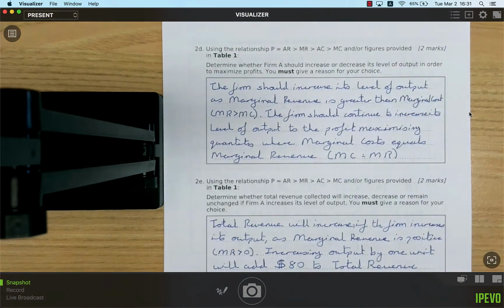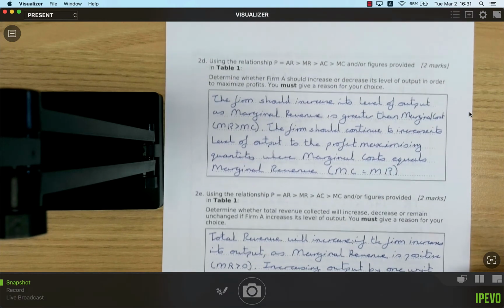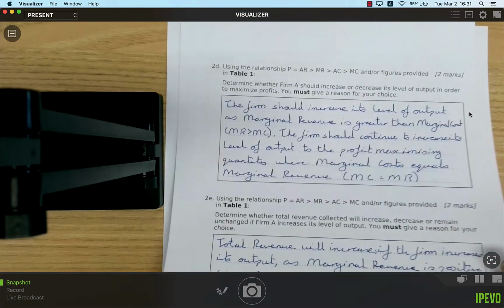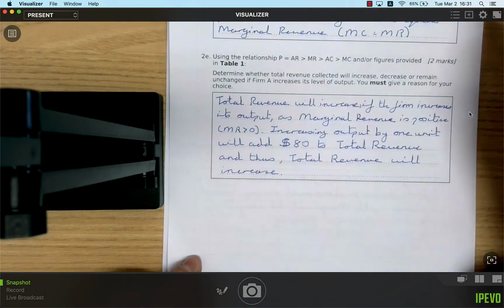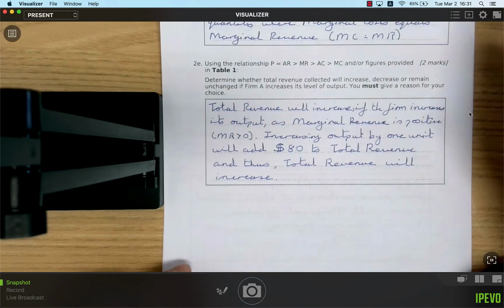So let me just read this. The firm should increase its level of output as marginal revenue is greater than marginal cost. The firm should continue to increase its level of output to the profit maximizing quantity where marginal cost equals marginal revenue. Okay, so again, we're using all of these, I suppose, identity or whatever it is. Well, it's not an identity, it's an equation, but anyway, a relationship to answer all these questions.